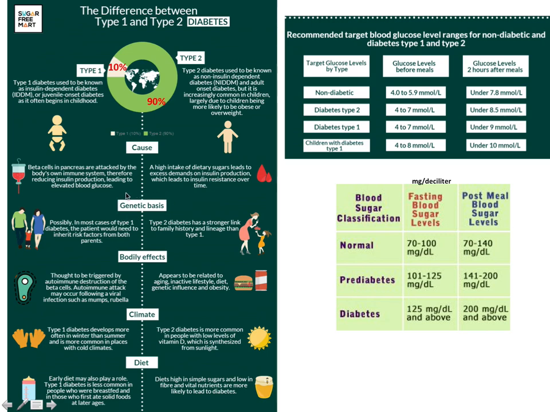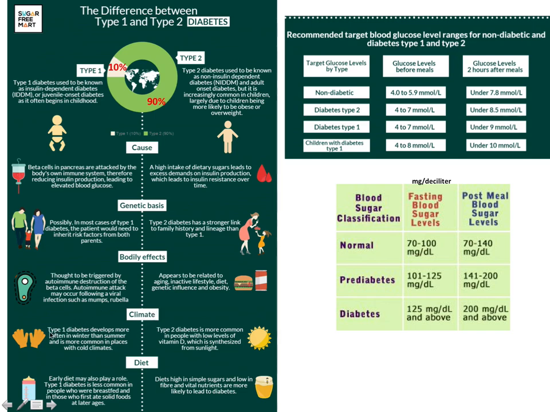Now, the genetic basis of type 1 diabetes: possibly it is a genetic disease, but not always. But type 2 diabetes is always linked to heredity. Now, the bodily effect of type 1 is thought to be triggered by autoimmune destruction of the beta cells. In type 2, it appears to be related to aging, inactive lifestyle, or diet and obesity. So if you eat regularly and are not doing proper exercise, it can lead to type 2 diabetes in adults.